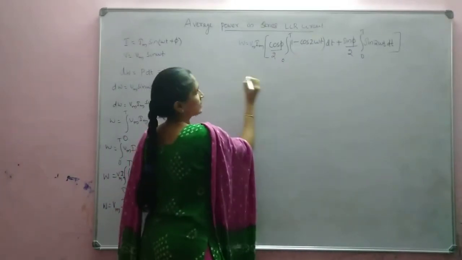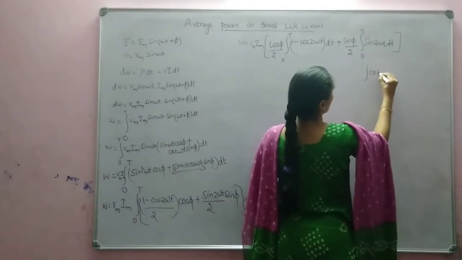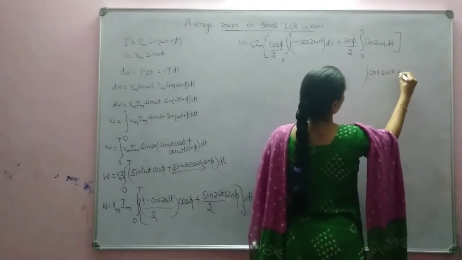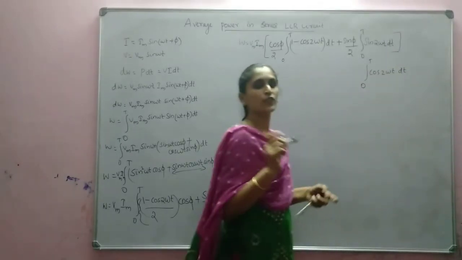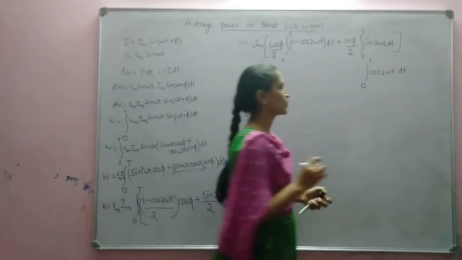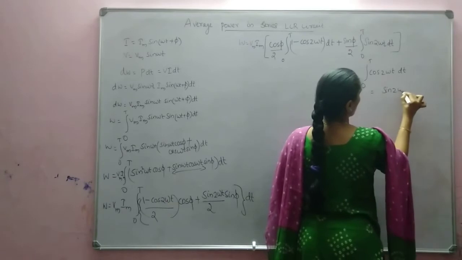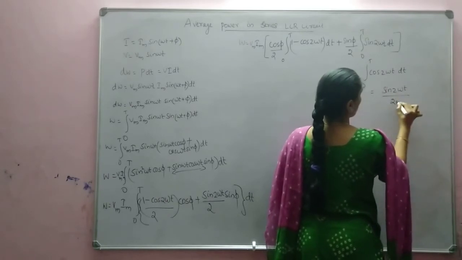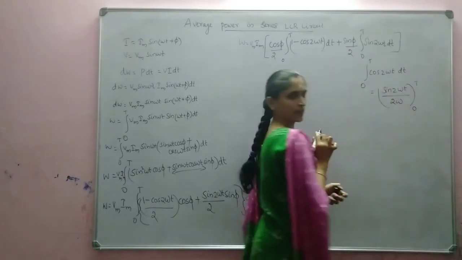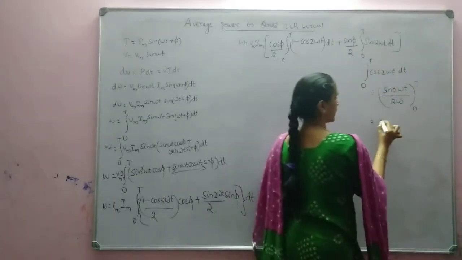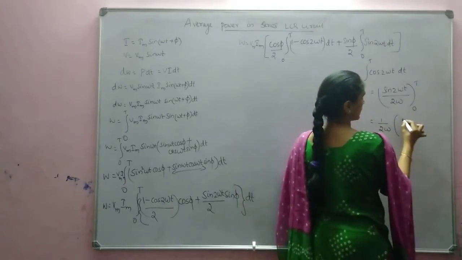So we can write here integral cos 2 omega t, if you integrate between the limit 0 to T. If you integrate cosine function, you will get sine function. What we will get? Sine 2 omega t divided by 2 omega between the limits 0 to T. 1 by 2 omega can be taken common.